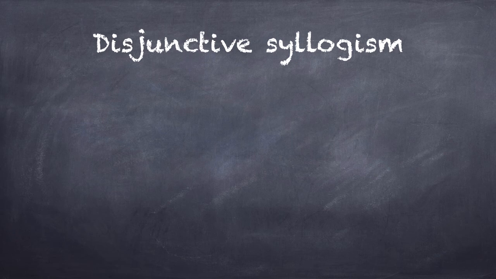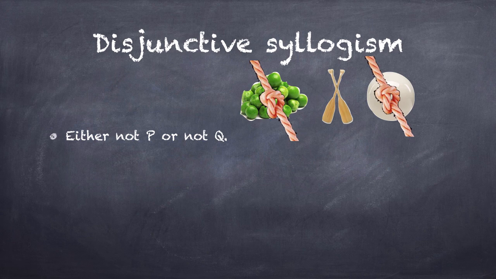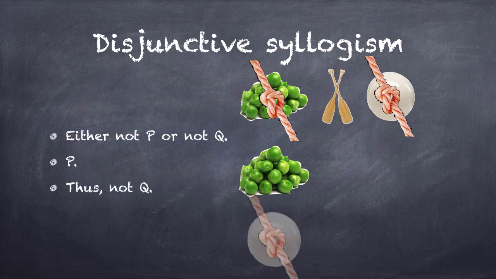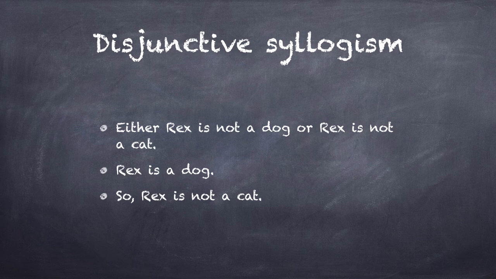Here we have our form. The first step is the disjunction of denials representing our contrary propositions. We include not only the ors, but our nots as well. Next we have an assertion. So we conclude the other disjunct, which is itself a denial. Here's an example of disjunctive syllogism with contraries.